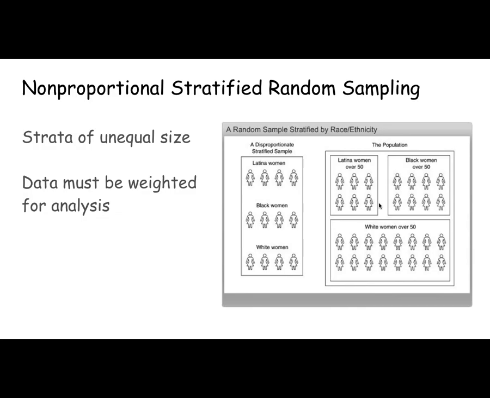In a non-proportional stratified random sampling, you're not going to have strata of proportional size. So maybe you have a larger population of white people than black or Latino, but you decide to have a sample with equal representation of each. That's a non-proportional stratified random sample.